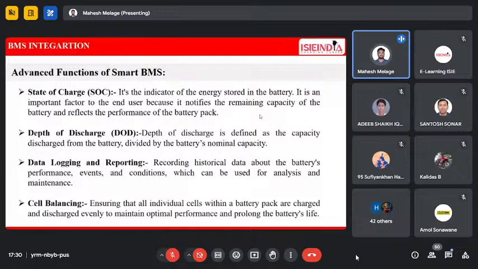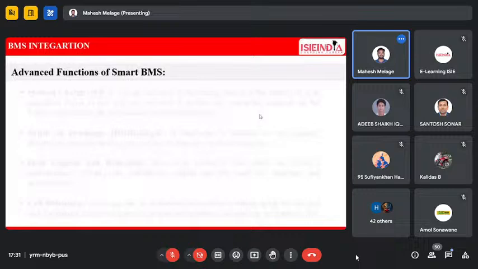Okay. Next, data logging and reporting. It provides recording of historical data about the battery performance, events, and condition, which can be used for analysis and maintenance. Also, the BMS can provide cell balancing. The individual cells have some differences, so their charging and discharging performance is slightly different. Each cell cannot be ideal. That's why cell balancing is required.